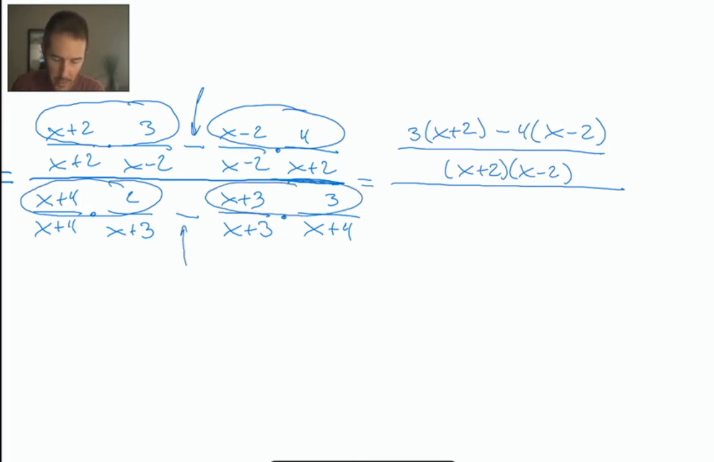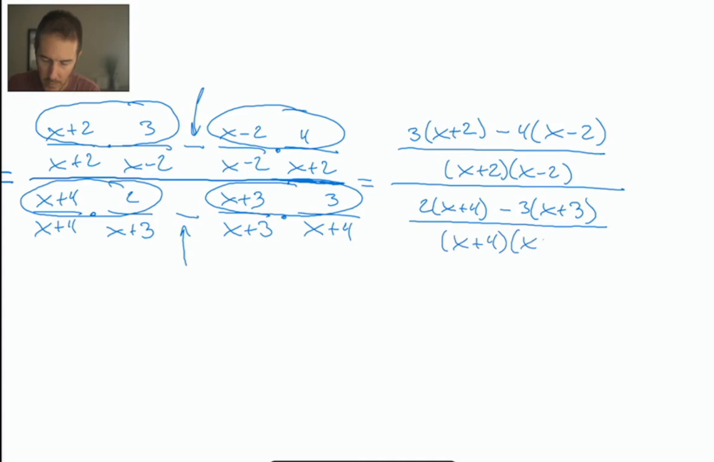In the denominator, let's multiply these numerators together and these numerators together. We'll separate them by a minus sign, and we'll write it over the common denominator. That's a 2 times x plus 4 minus 3 times x plus 3, all divided by, order doesn't matter here, x plus 4 times x plus 3. Perfect.